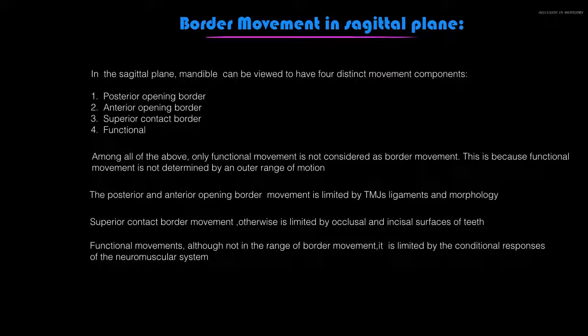The posterior and anterior opening border movements are limited by the TMJ's ligaments and morphology. Superior contact border movement, otherwise, is limited by the occlusal and incisal surfaces of teeth. Functional movements, although not in the range of border movement, are limited by the conditioned responses of the neuromuscular system.